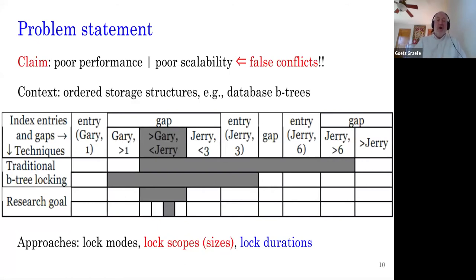Imagine I want to lock the value Harry. Harry would fall into this gap here. So that's shaded in the title row where Harry belongs. And then I really need to lock only this gap. That's all I need, to make sure nobody can insert Harry while I'm assuming there is no Harry.